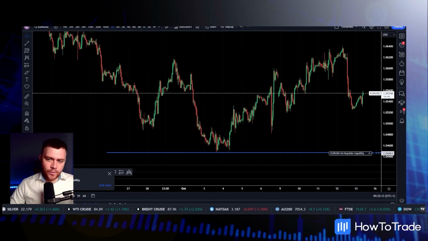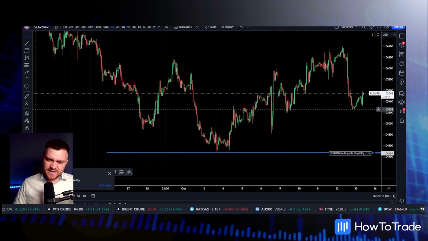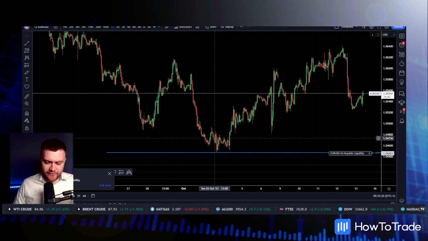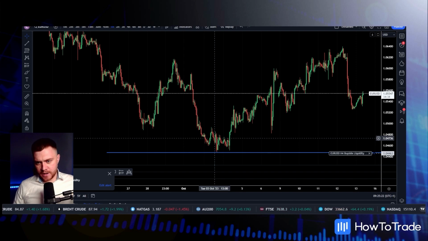Okay, so trade idea number one, I want to take a look at this euro dollar market. This is the price action that we've seen since October began, and really it's been a little bit of a pullback, helped obviously with some dollar weakness, but it's been all pretty low volume.